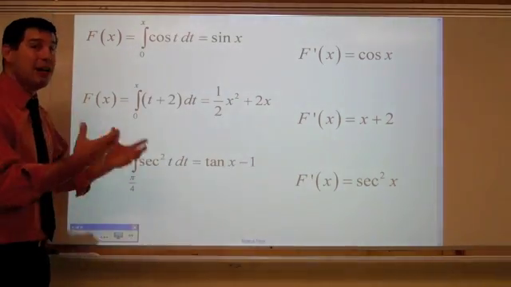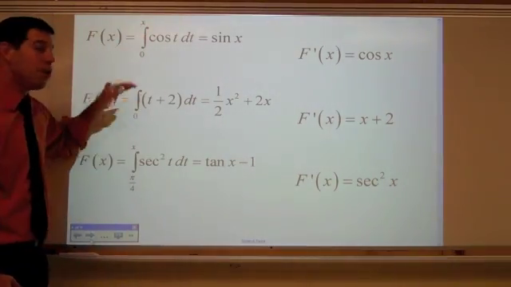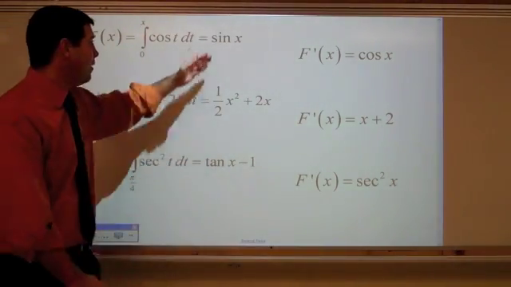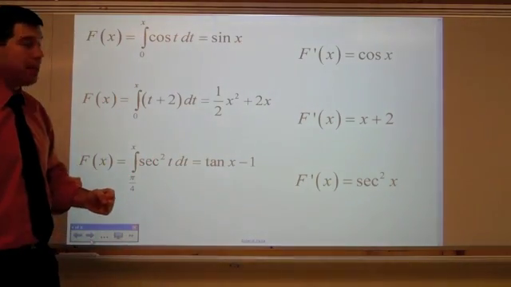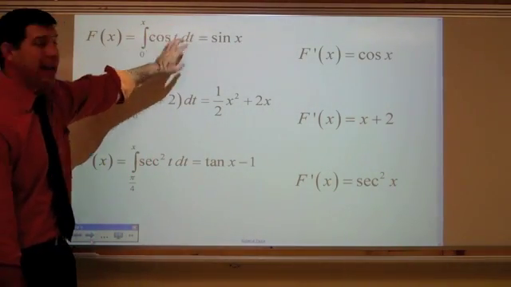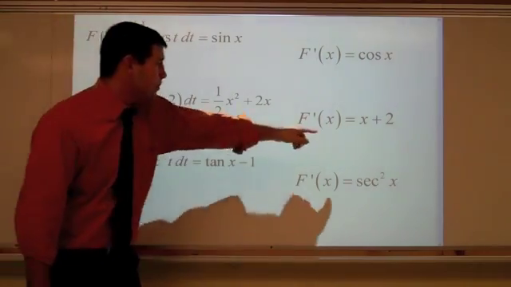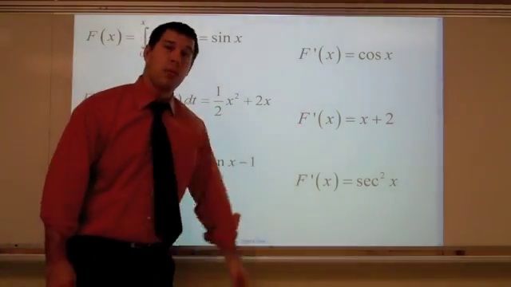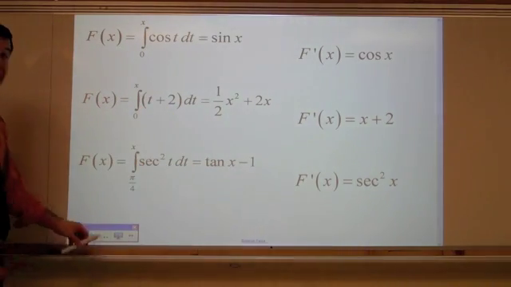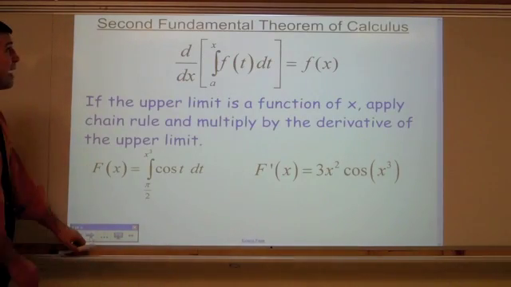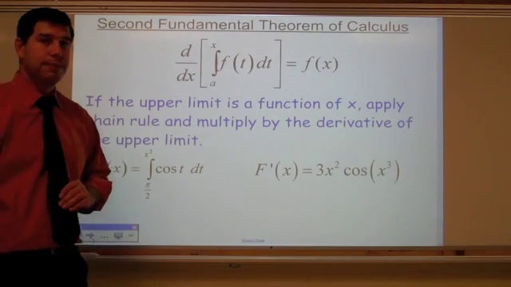So as we anti-derive, plug in the x value, then derive again, what basically happens is the variable inside is replaced by an x, the variable outside. T plus 2, x plus 2. Secant squared of t, secant squared of x. And this leads us to the formal second fundamental theorem of calculus.